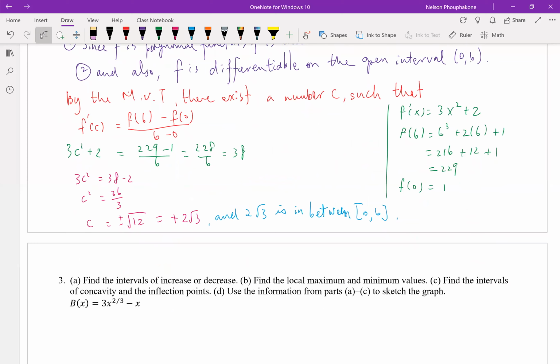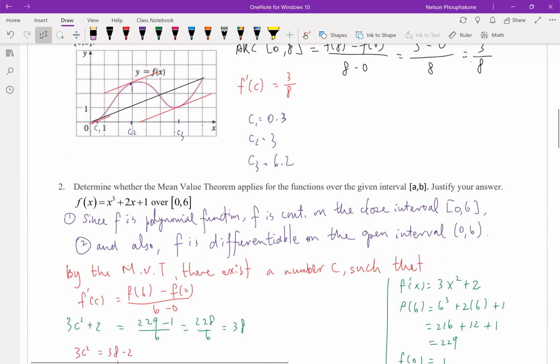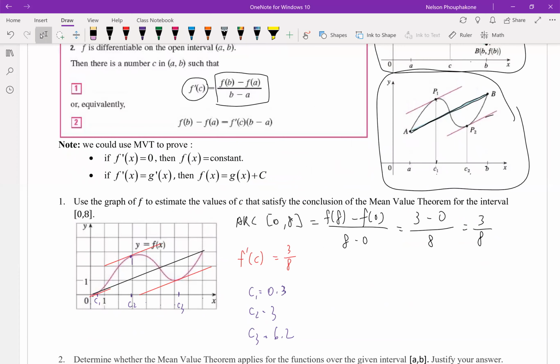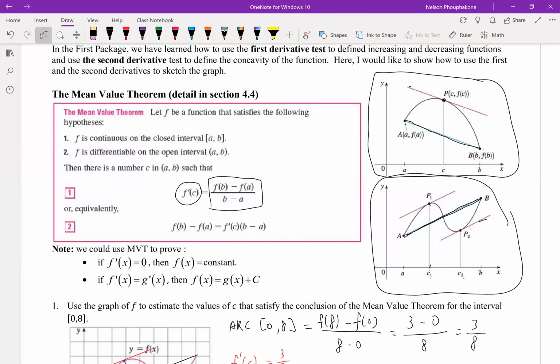Now this is why I introduced the mean value theorem, because when you get to something like Math 152 or even higher level maths, from time to time we use the mean value theorem to help us prove other theorems. So I would like to introduce it right now. When you see the mean value theorem again later on, then you will see what is going on.